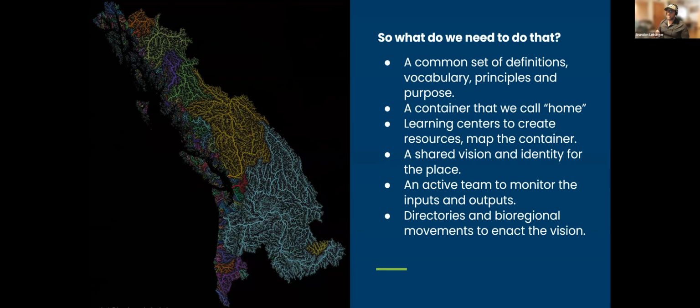So what do we need to do that? A common set of definitions, vocabulary, principles, and purpose, a container that we call home. Joe talks a lot about this, but we need learning centers to create resources, map the container, create a shared vision and identity for the place, as well as have an active team to help us monitor the inputs and outputs. We need directories and bioregional movements that help us shift from these nation-state frameworks into bioregional ones.